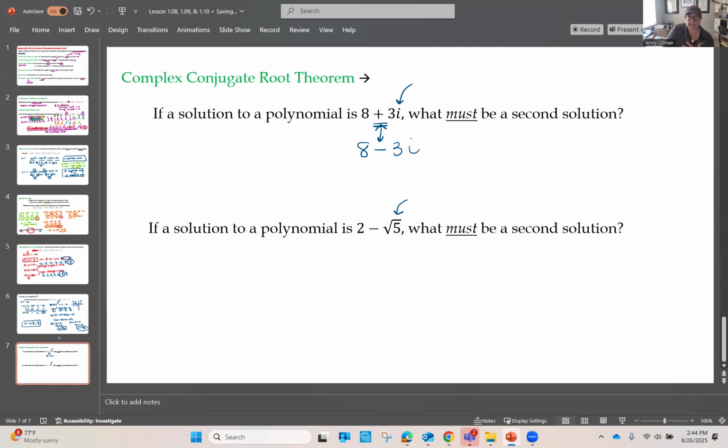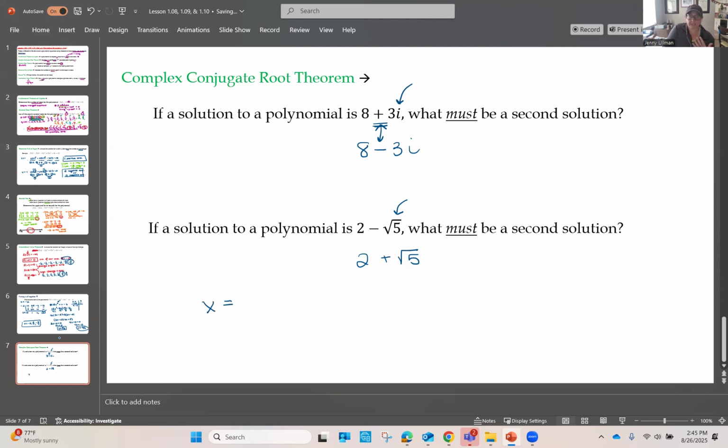Same thing if I see one that has a radical. If you are told, hey, one of your answers is 2 minus root 5, you already have a second answer, which would be 2 plus root 5. That is how that complex conjugate root theorem works. Anytime you have something with an i or a radical, you will always have 2. Okay, so just kind of an example.